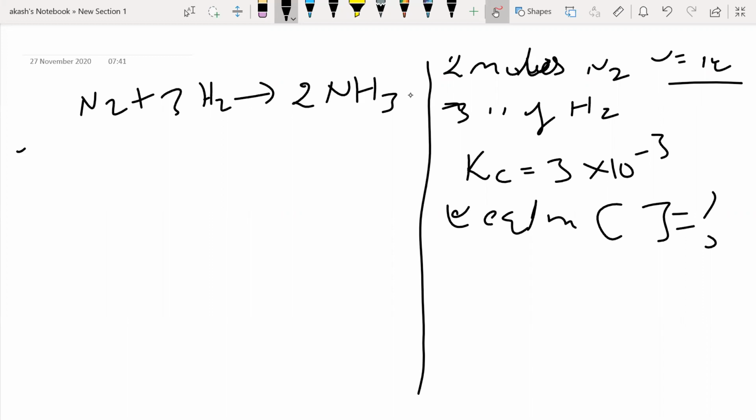Say at time t equal to 0, what they've given initially: the initial number of moles of N2 is 2, H2 is 3, and there is no ammonia, so 0. Next, at equilibrium, I don't know how much is reacting, so I'll just use X. But you are going to help me now. Tell me what should come here in place of N2.